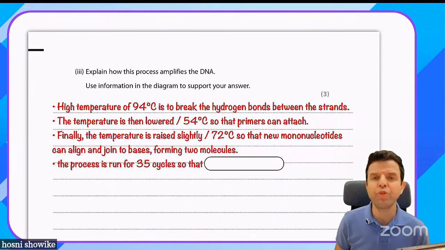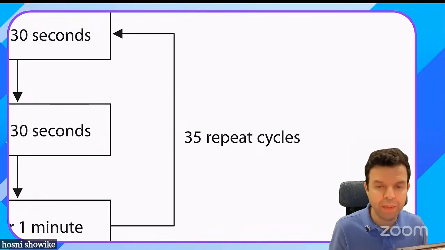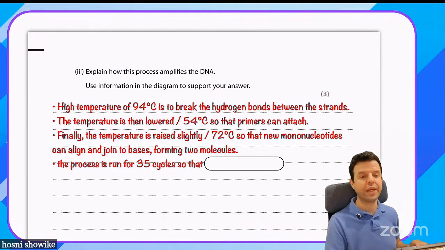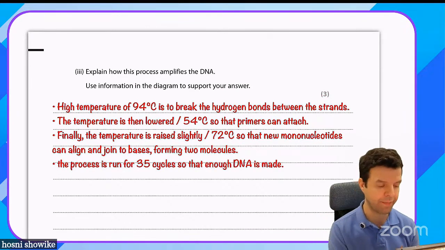Why did we do that 35 times? Look at the diagram. They said you're going to do this 35 times, meaning you're going to have enough amount of DNA. Every cycle of PCR doubles the amount of DNA.